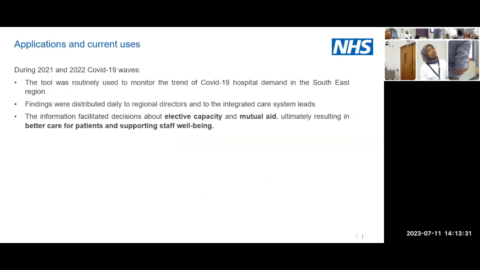So from when we started to use the tool, which was March 2021, we used it regularly to monitor the trend of hospital demand for COVID, and we were running it daily, so we were adding daily data to this tool, and we distributed the findings of the tool to regional directors and to the integrated care system leads. This allowed the region and the system to take informed decisions about elective capacity and mutual aid, ultimately resulting in better care for patients, and also importantly supporting staff well-being.